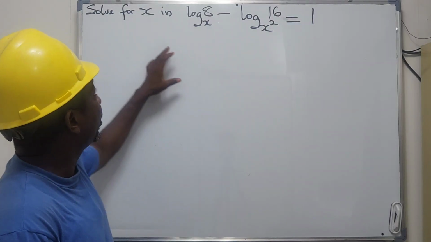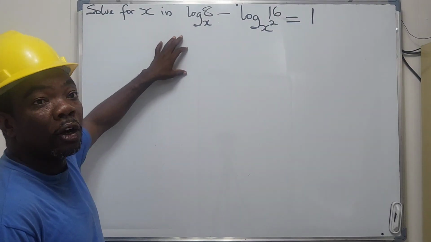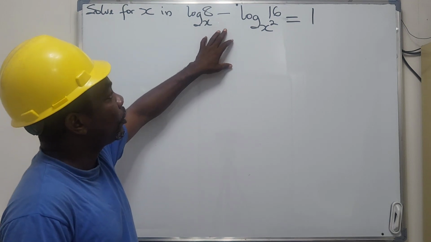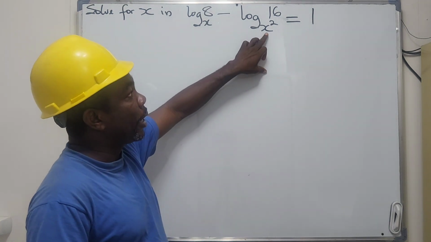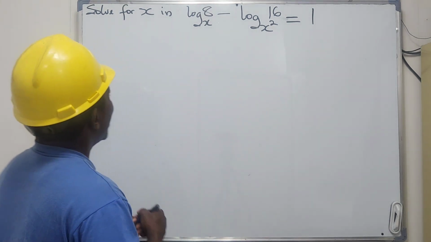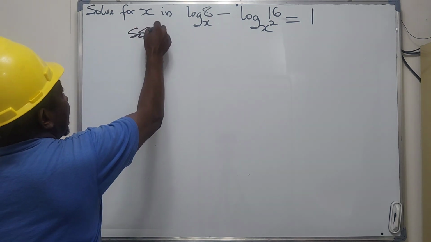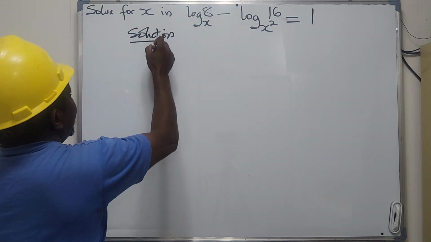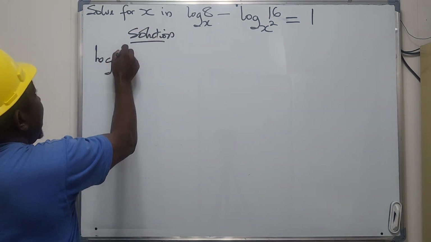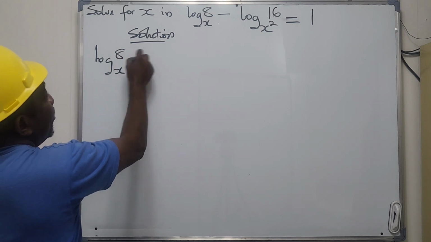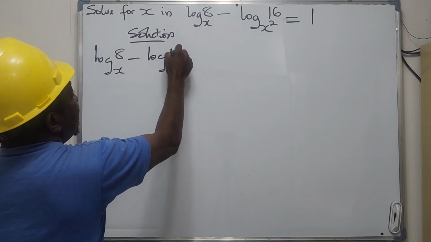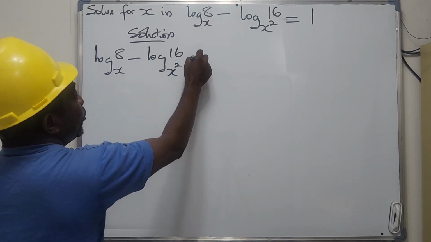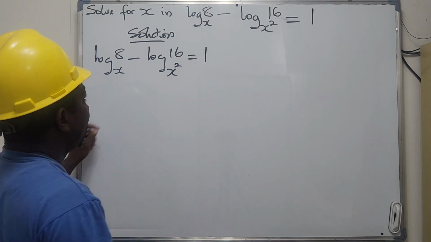For today, we are looking at this question. It says solve for x in log 8 base x minus log 16 base x to the power of 2 equals 1. So we are going to solve for the value of x from that equation. We are given log 8 base x minus log 16 base x to the power of 2 equals 1.